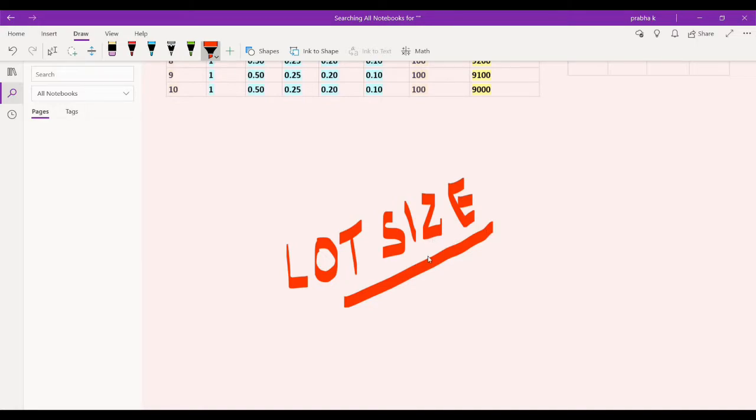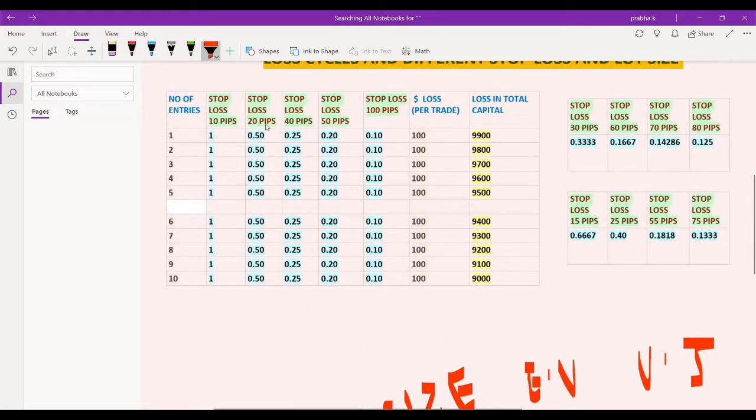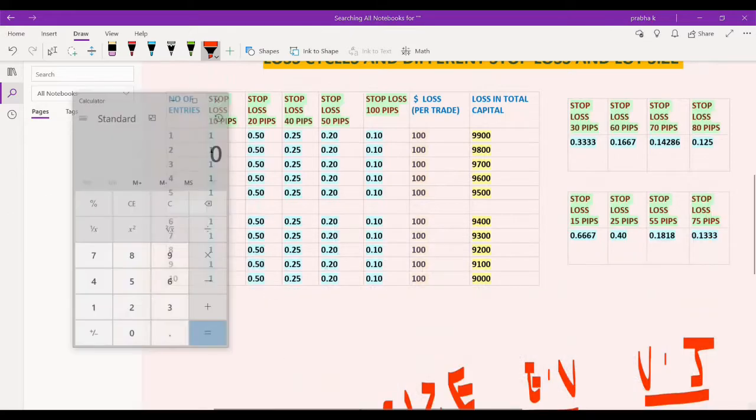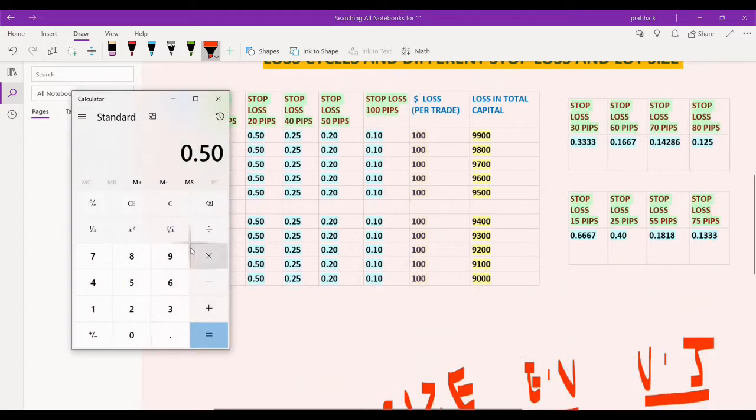Just divide the lot size by 2 if you are trading in 2 pairs. If you are trading EUR/USD and USD/JPY, what will your lot size be? First you calculated for 20 pips: 0.50. So as per our rule, divide by 2 for 2 pairs. 0.50 divided by 2 is 0.25.